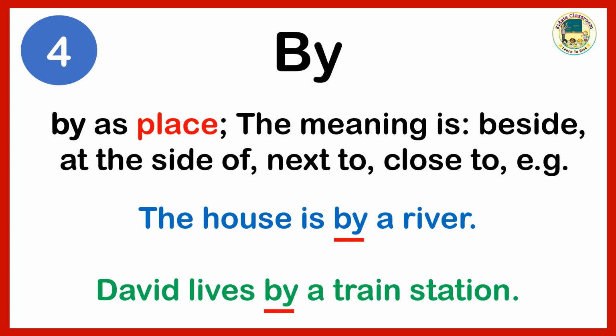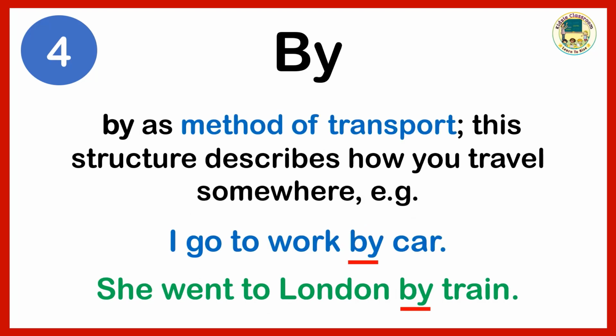For example, the house is by a river. Similarly, David lives by a train station. Now we talk about by as a method of transport. This structure describes how you travel somewhere. For example, I go to work by car. Similarly, she went to London by train.